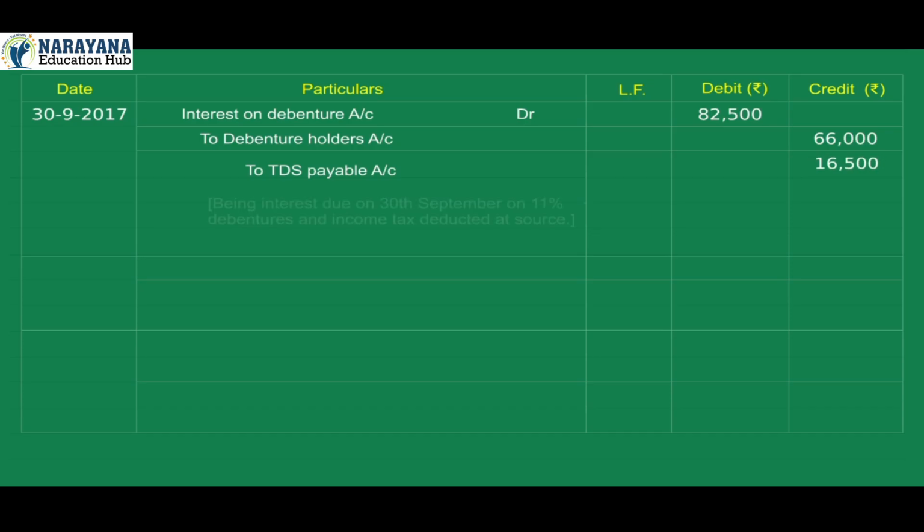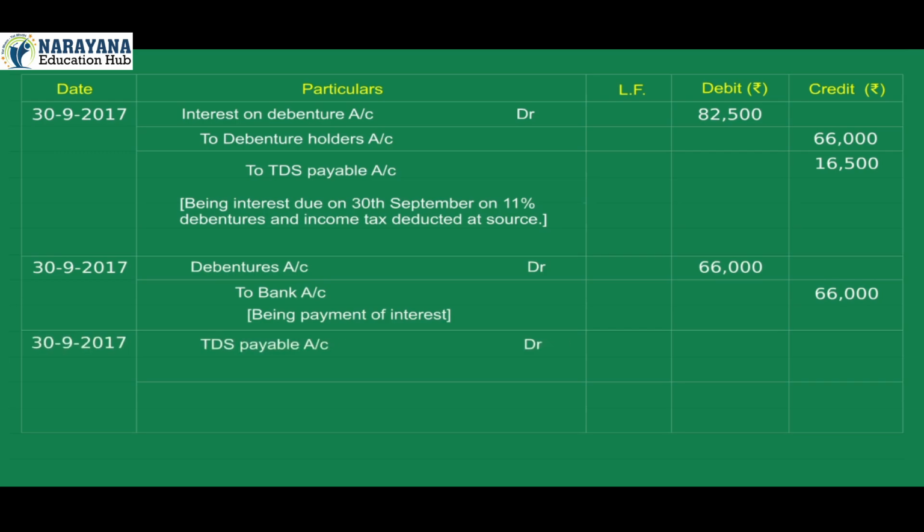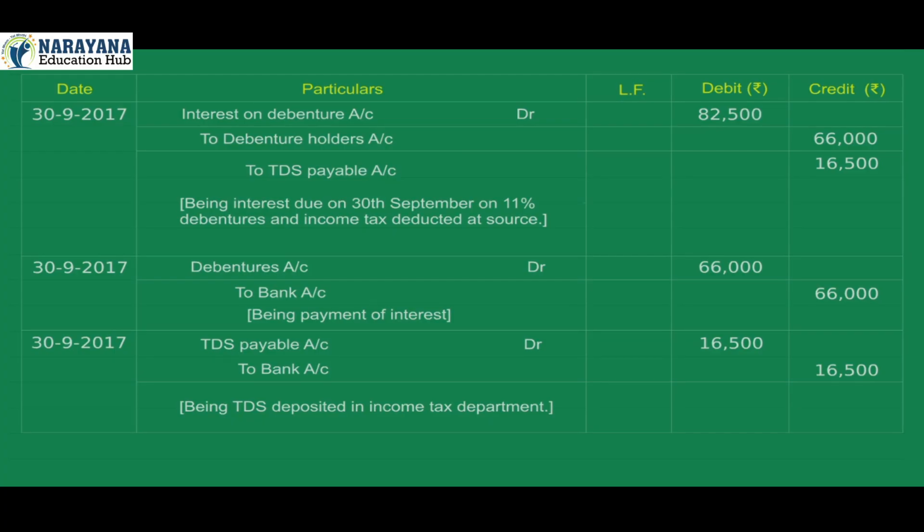30 September 2017. Interest on debenture account debit 82,500 to debenture holders account credit 66,000 to TDS payable account credit 16,500. Being interest due on 30 September on 11% debentures and income tax deducted at source. 30 September 2017. Debenture holders account debit 66,000 to bank account credit 66,000. Being payment of interest. 30 September 2017. TDS payable account debit 16,500 to bank account credit 16,500. Being TDS deposited in income tax department.